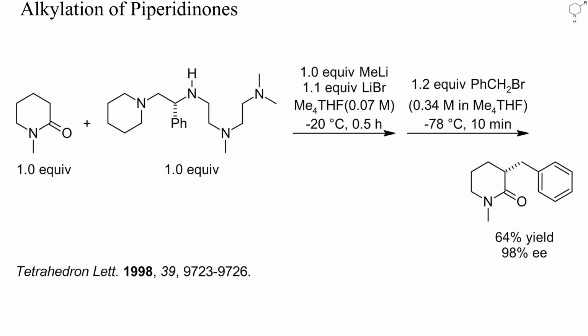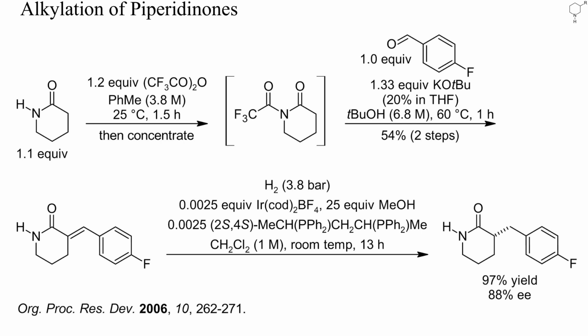followed by hydrogenation. In this example, 2-piperidinone was protected and activated by trifluoroacetylation at nitrogen, and then condensed with 4-fluorobenzaldehyde. Enantioselective hydrogenation with a soluble iridium complex then gave the target piperidinone. These can be reduced to piperidines with lithium aluminum hydride or with borane.